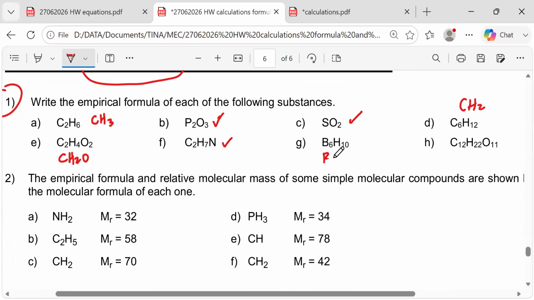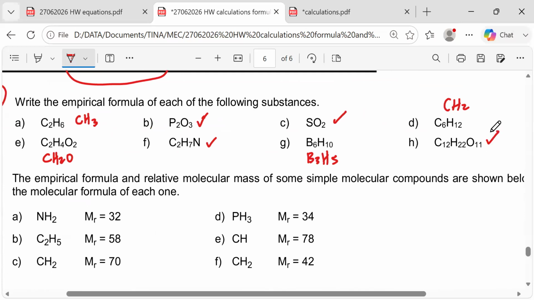This one is B3H5. Can this be simplified or not? No, it's already the simplest. Can you understand? These are showing you empirical formula. Sometimes the empirical formula is the same as the molecular formula. The molecular formula is the actual molecule; the empirical formula is the simplest ratio. Okay, this is the easy part.